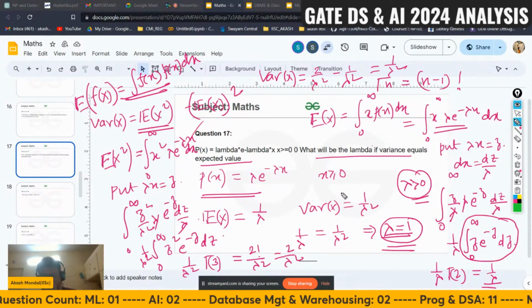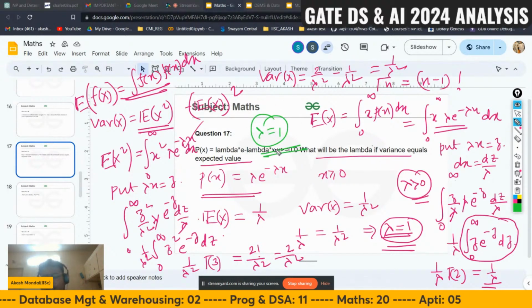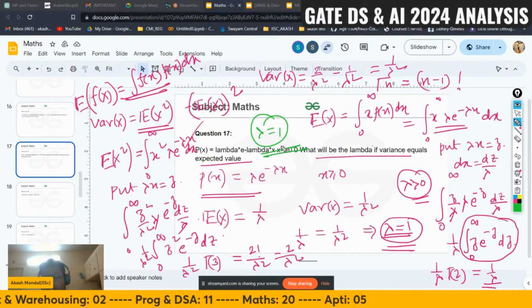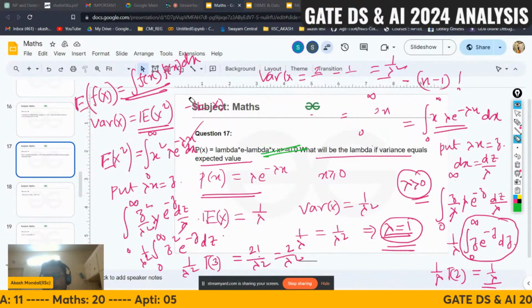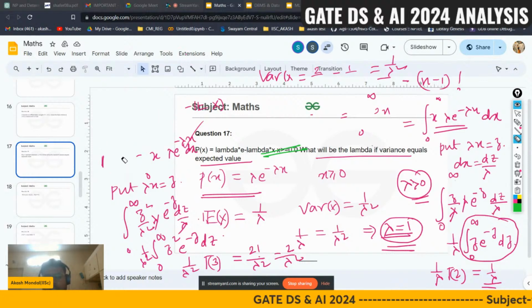So they are same, so you just need to compute the value of lambda. So lambda is equal to 1 is the answer to this question. So again, this is a straightforward question. If you know exponential distribution, you can easily compute the value of lambda, right? This one is an easy question. One can easily solve it. It's a basic probability question.